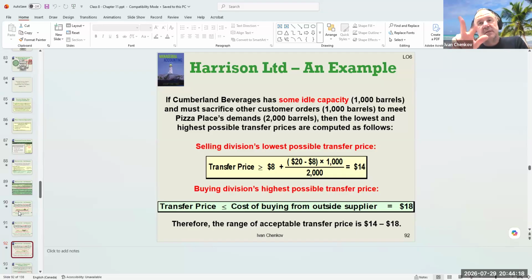So in this case, as you can see, the minimum price is not going to be the variable cost, it's going to be above, but it's $14. $14 will be below the highest possible transfer price for the buying division, or pizza place, which is $18. In this case, again, there can be negotiations. However, for the best interest of the company, the ginger beer division should transfer only 1,000 barrels.